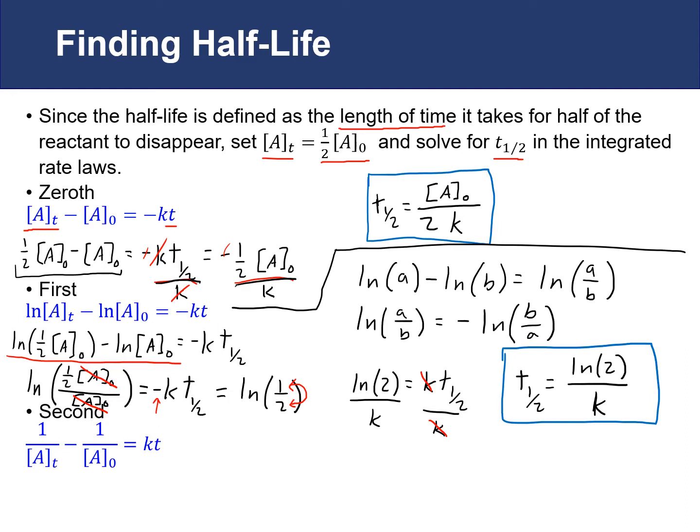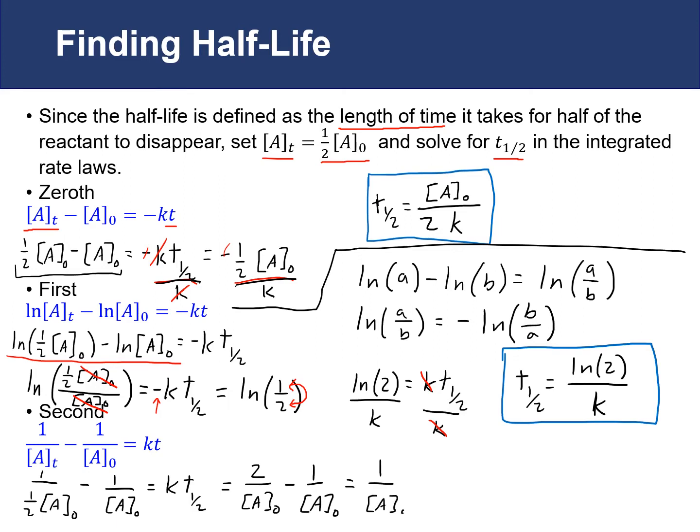Okay, let's finish this off for the second order process. So we're going to replace our a times t with 1/2 a naught and our t with t 1/2. So we get 1 over 1/2 a naught minus 1 over a naught is equal to kt 1/2. Now we have 1 over 1/2 starting out. That's the same thing as 2 over a naught. So this is equal to 2 over the concentration of a naught minus 1 over the concentration of a naught. So that would be giving us 1 over the concentration of a naught. Okay, that's equal to kt 1/2.